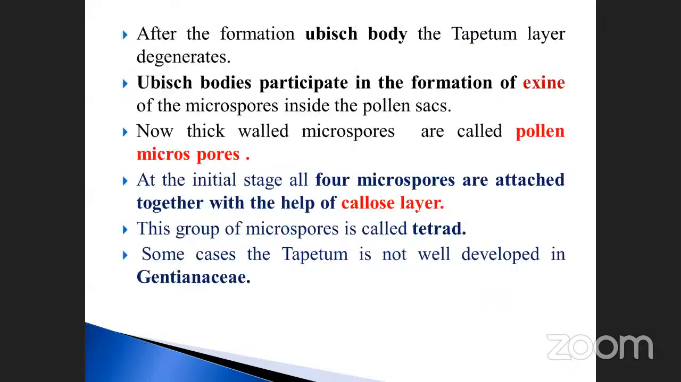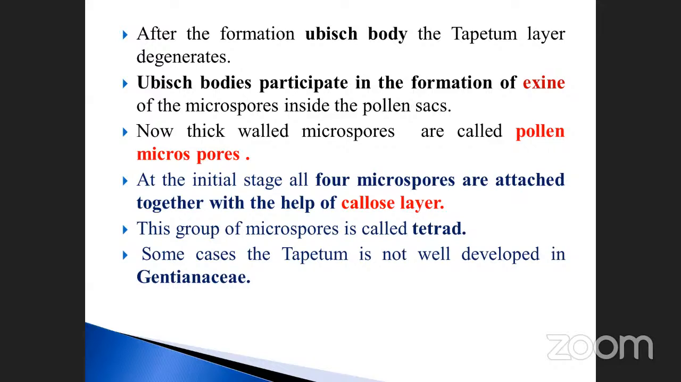And then after the formation of the Ubisch body, which we already discussed, the tapetum layer degenerates. Degenerated means completely destroyed, completely disappears. All these things we already discussed. And then Ubisch bodies participate in the formation of exine. Ubisch body is also very, very essential for the formation of exine. Exine is the outermost layer, and the innermost layer is called intine.